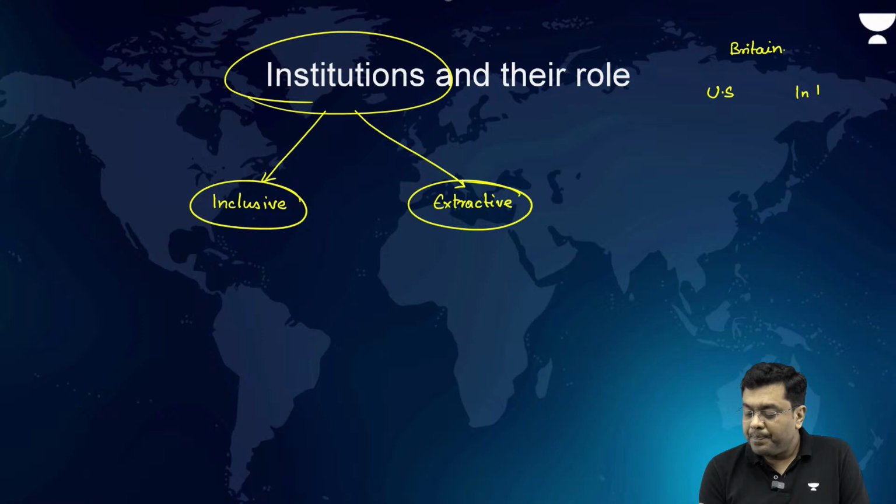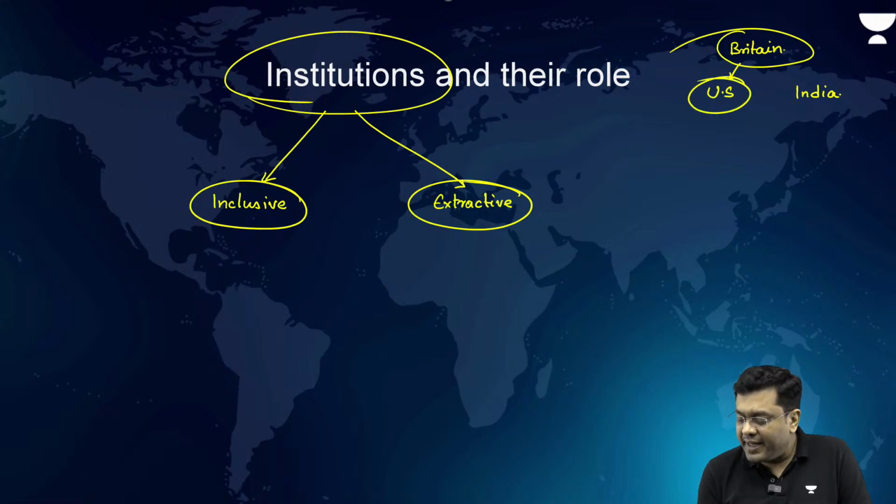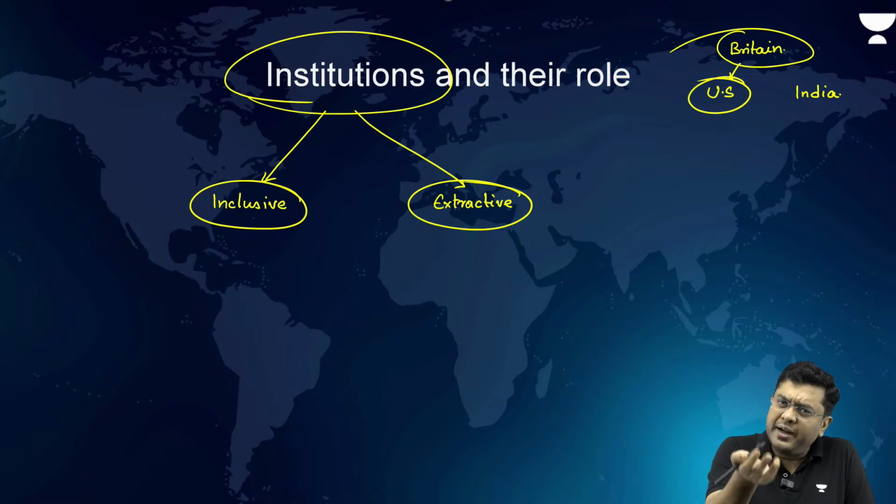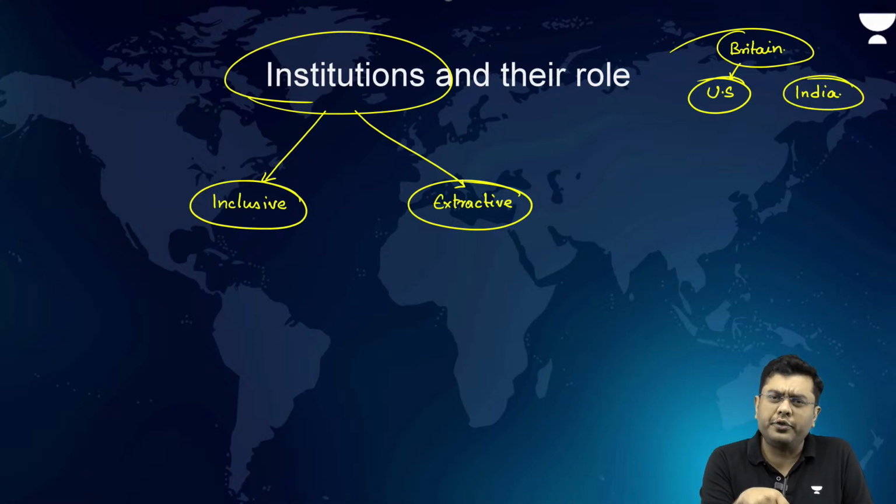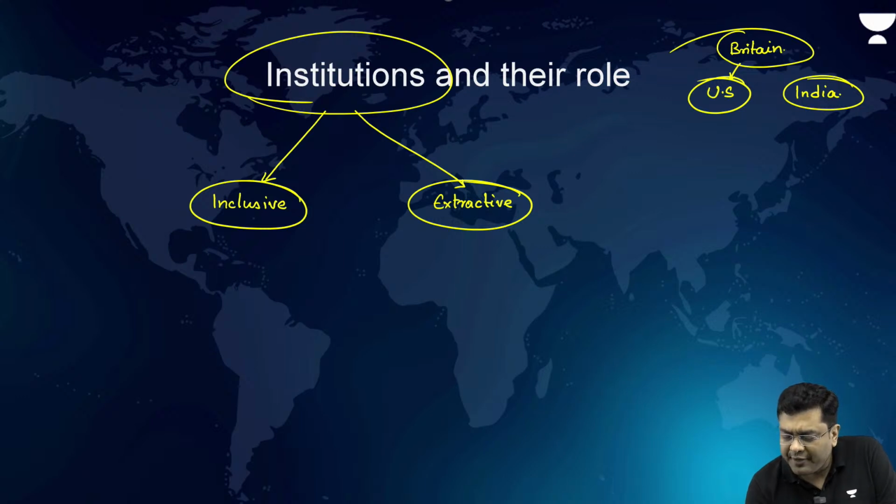Now, basically, Britain wanted to live in US, get involved in US for a longer period of time. Whereas in India, they were interested only in the plunder of the resources. As quickly as possible, get as much resources from India as possible. So in India, you had development of extractive institutions.